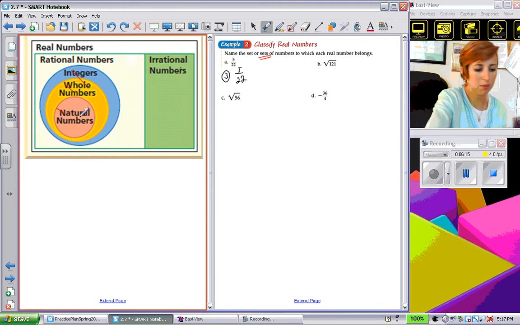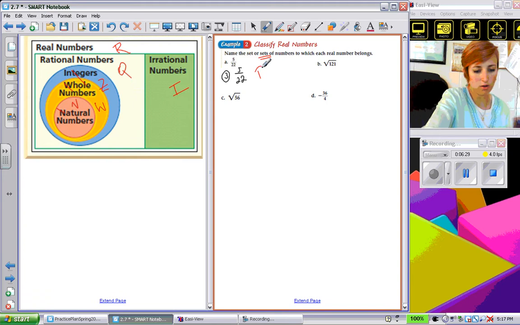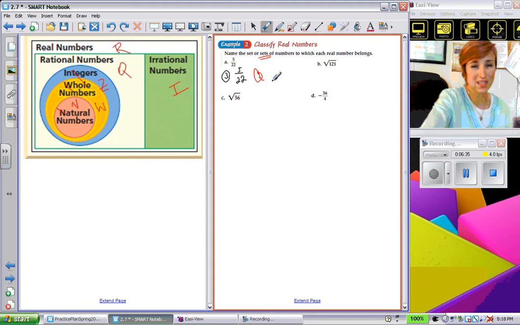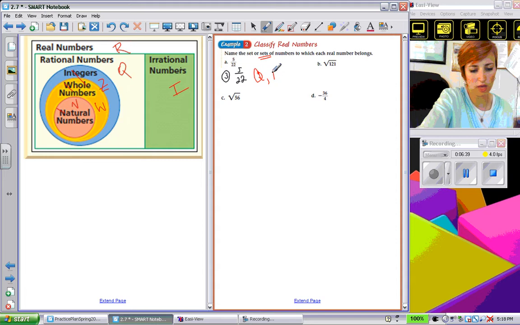If you remember back from our notes, the order of numbers was letters N, W, Z, Q, R. So we're going to put Q for rational over here. And all the numbers we look at today and for the whole year are going to be real. So Q and R.